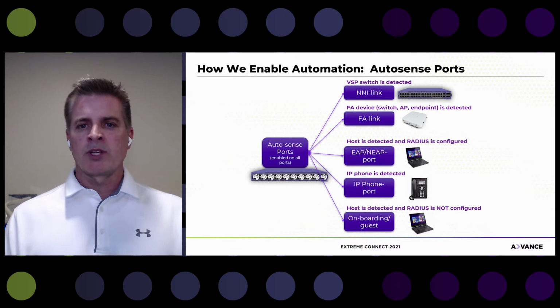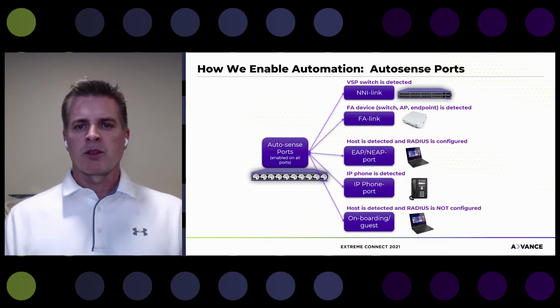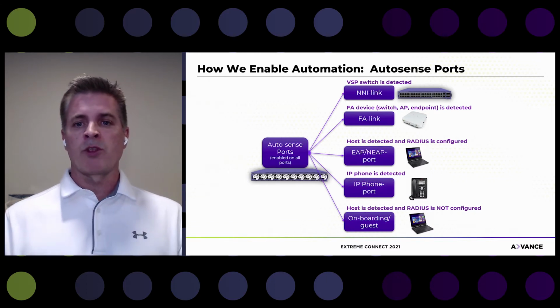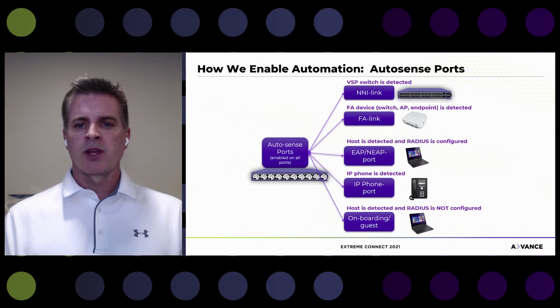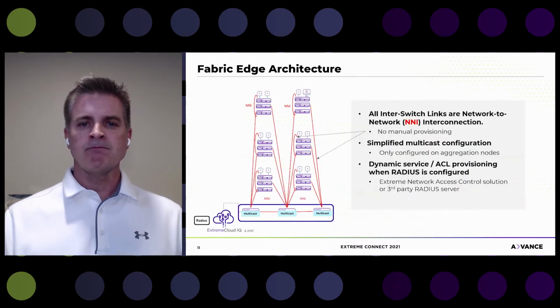And the same is true when end users plug in. The end user device will be auto-detected, and if it's a NEAP or EAP configuration, then that switch port will be auto-provisioned for the user and the device that is plugging into that port. Same thing with a phone, and if Radius is not configured on those ports, then we will onboard the devices into a guest VLAN.